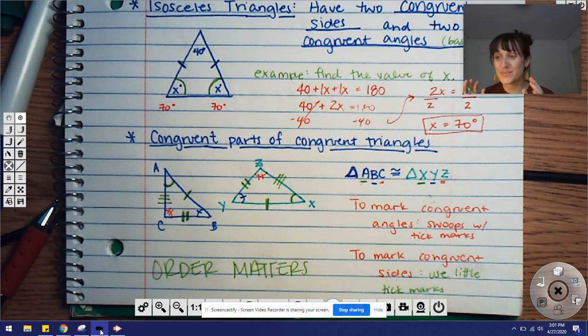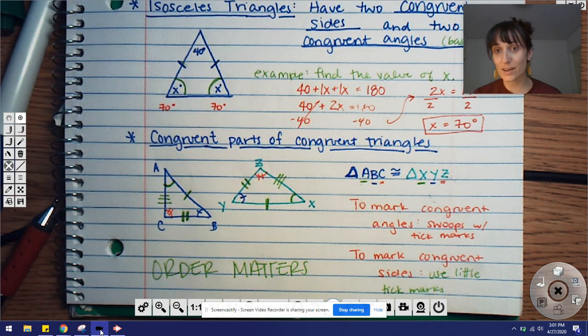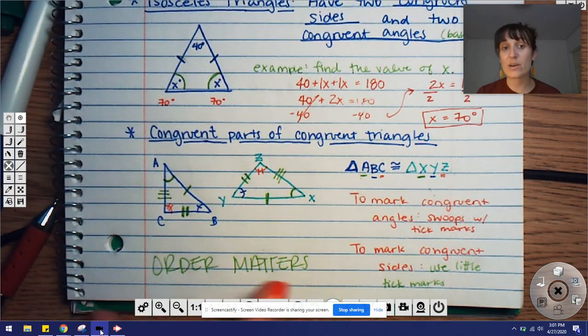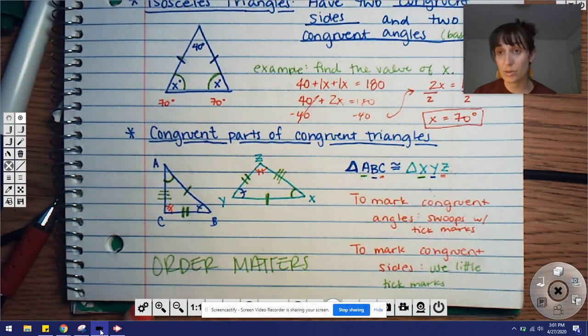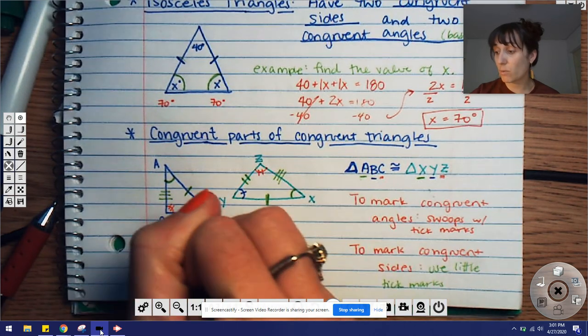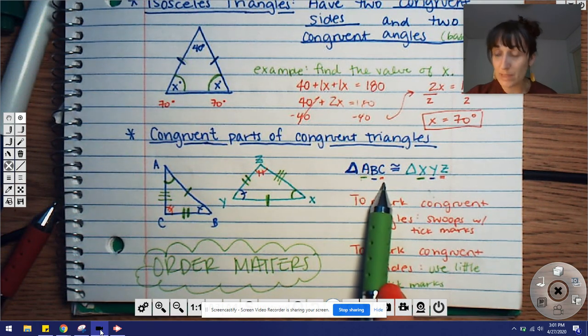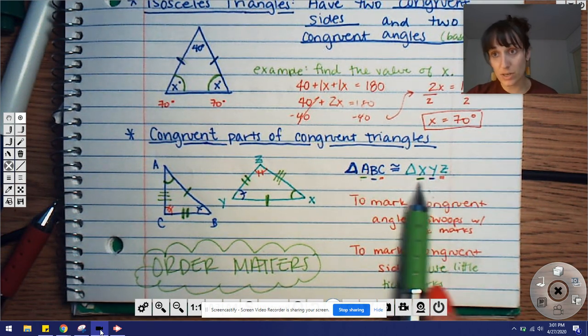So now we know all angles in a triangle add up to 180 degrees. We also know that isosceles triangles are going to have 2 congruent sides and 2 congruent angles, these base angles. Finally, we know how to label congruent parts of congruent triangles. The big, big thing is that order matters. So compare the order that's written for each triangle and match it up.